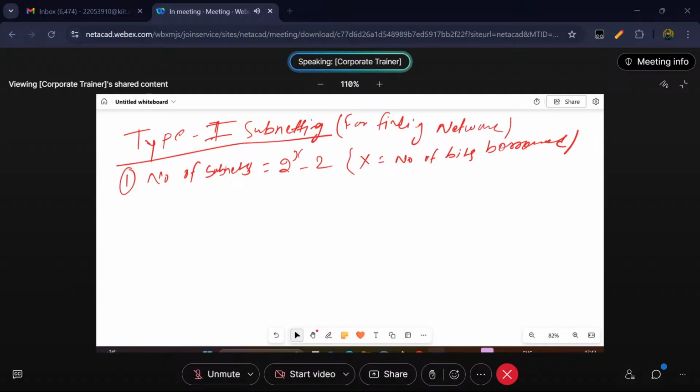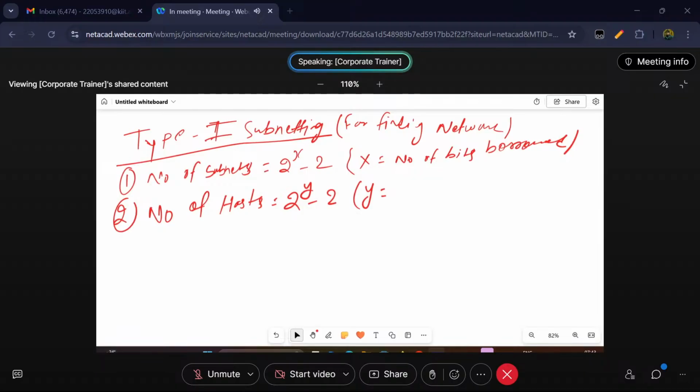If you only see the formula, maybe you will not understand some of the things, but when we go ahead with the question, I'll make you understand each and every formula I have written over here. Second, I have to calculate the number of hosts. So the number of hosts is equal to 2 raised to the power y minus 2. And here y is the number of zeros. Remember this. For finding the subnets, the formula is 2 raised to the power x minus 2. For finding the hosts, also 2 raised to the power y minus 2.